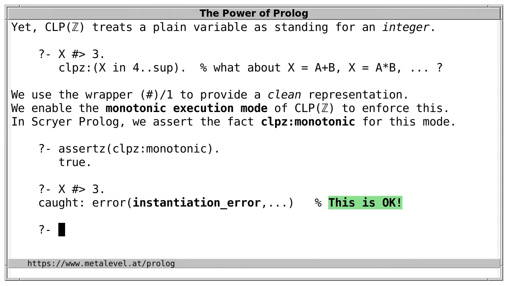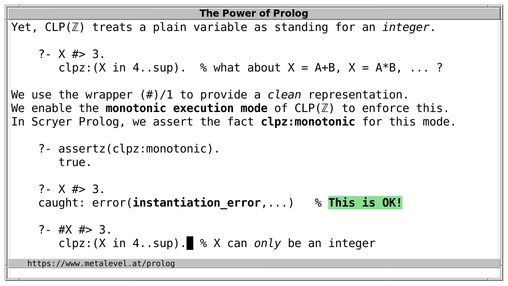So in the monotonic execution mode, we must use the wrapper. So we write number sign of X greater than 3. So we make clear here that we're talking about concrete integers, not about compound expressions. And then CLP(Z) gives a complete answer. This holds if X is an integer greater than 3. And X can really only be an integer because the predicate only holds for integers, not for compound expressions.